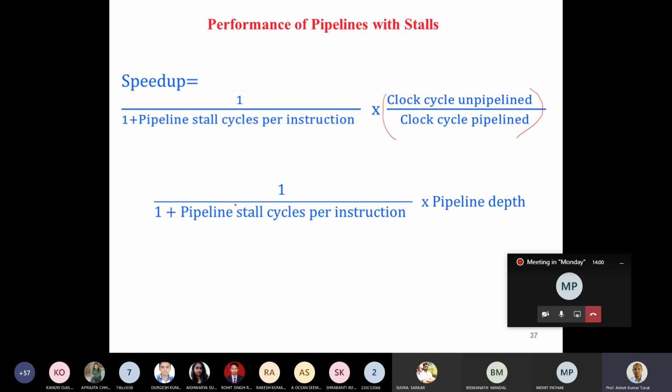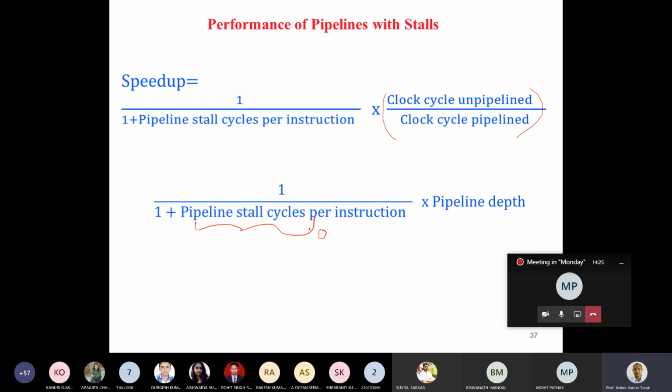Now if this part is 0, no stall is going to take place. So if the pipeline stall cycles per instruction is 0, then the speedup is equal to the pipeline depth. That is what we have also discussed in one lecture, that the ideal speedup in a pipeline is equal to the pipeline depth.